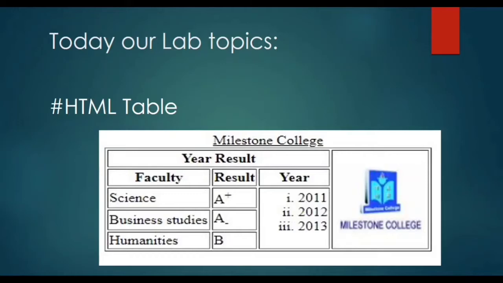And in the next or last row, we can see that humanities is written as the first data and the second data is the result, which is B. So now dear students, we will start writing the code. How will we write the HTML code in Notepad? Let's have a look.